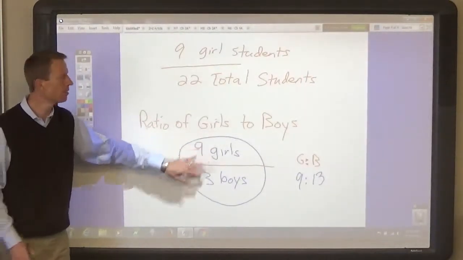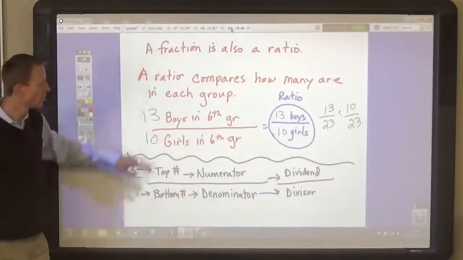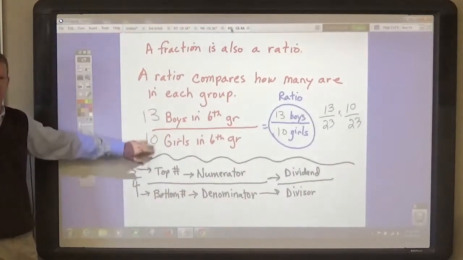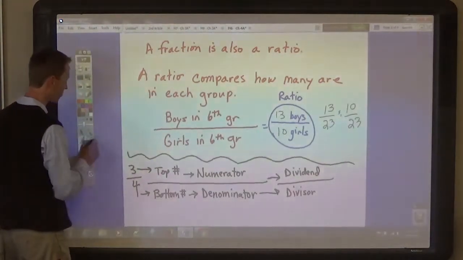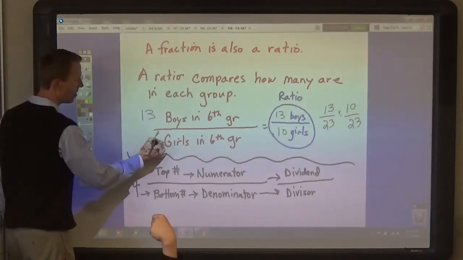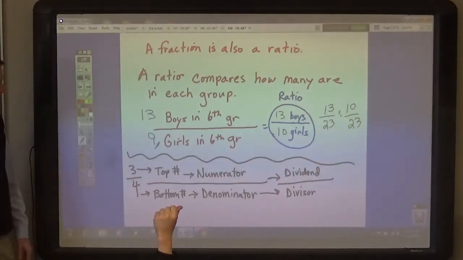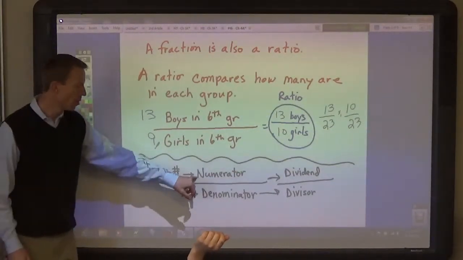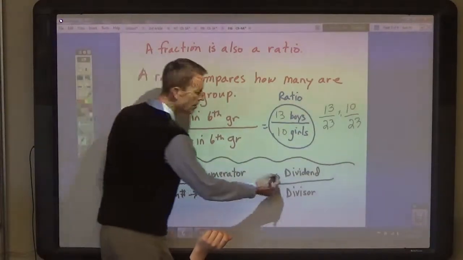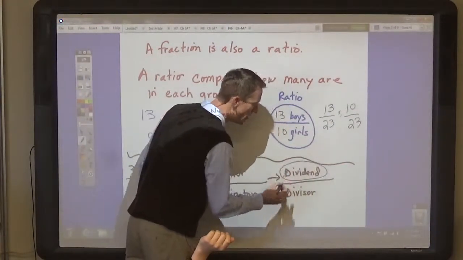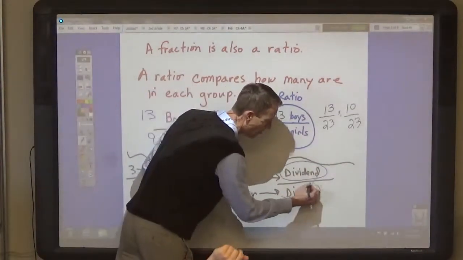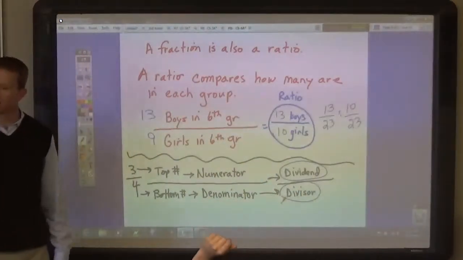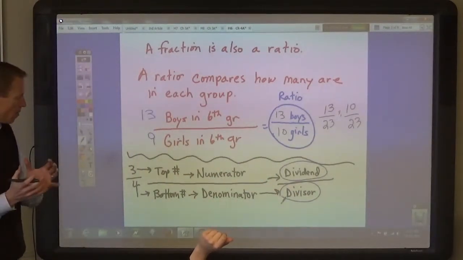Any questions on this? These are called ratios. Ratios compare numbers of different amounts. This is last year's numbers for boys to girls. Okay? It's almost exactly the same. 13 to 9 this year. Okay? Another thing about fractions. The top number, the numerator, is also the top number in division, the dividend. And the bottom number is the what? Divisor. It's the divisor. It's the number of the groups that you're making.